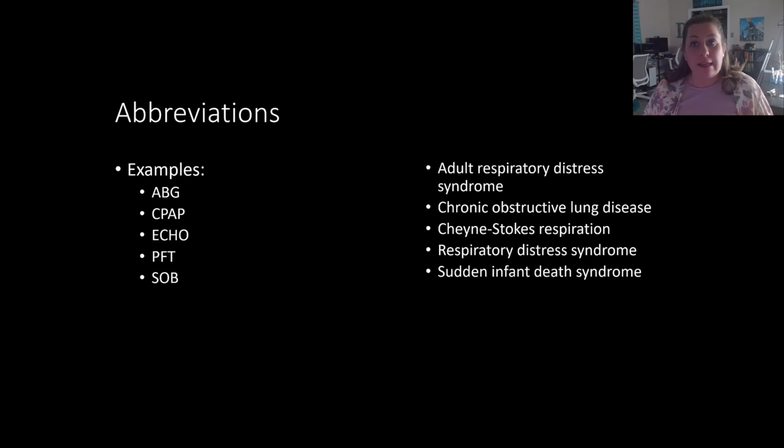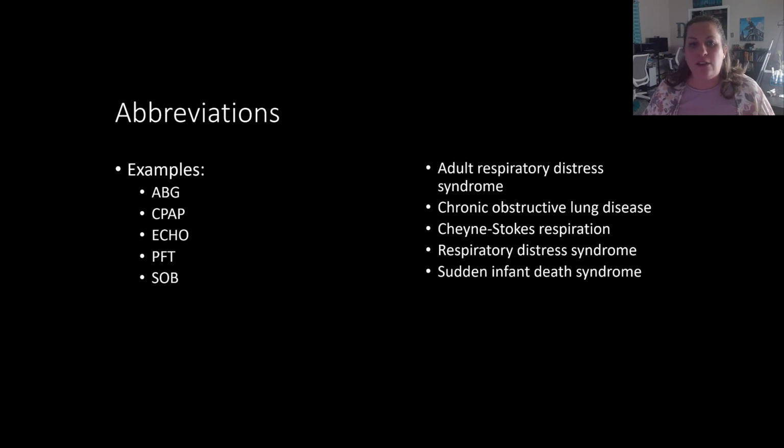All right, last but not least, we do have some abbreviations in here. You do have ABG, which is arterial blood gas. CPAP is continuous positive airway pressure. This is used a lot of times for sleep apnea. You can see ECMO, which is extracorporeal membrane oxygenation. We also have PFT, which is pulmonary function test. SOB here is shortness of breath.